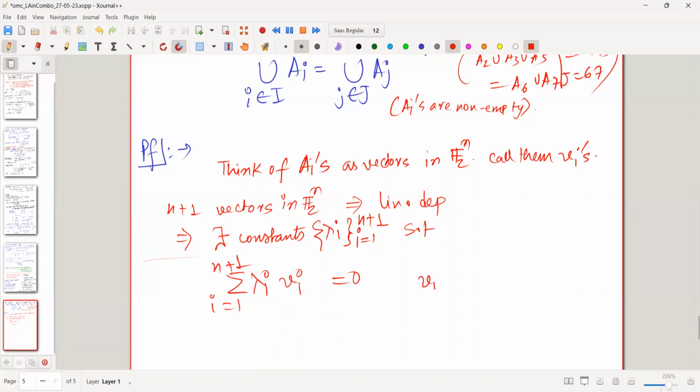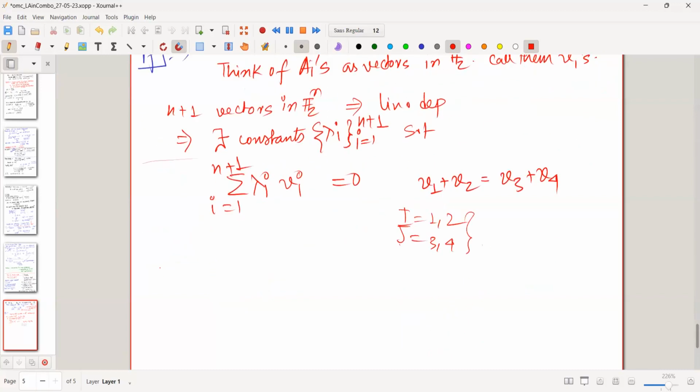So you're basically saying something like v1 plus v2 equals v3 plus v4, let's say. Then you take I equals {1, 2} and J equals {3, 4}. Is that what you're trying to say? I think so, yes.